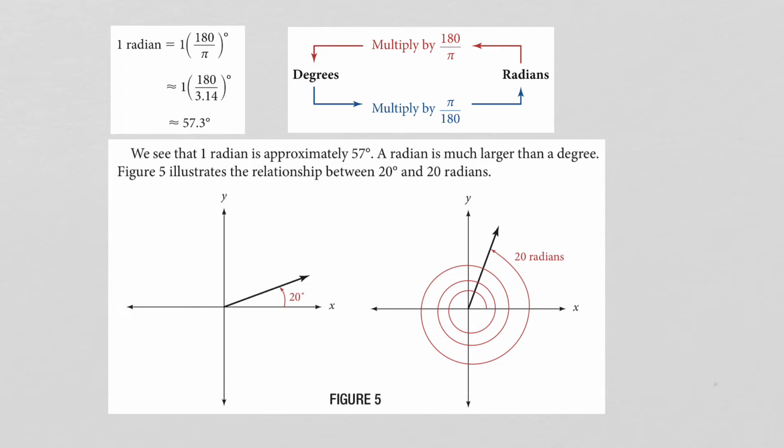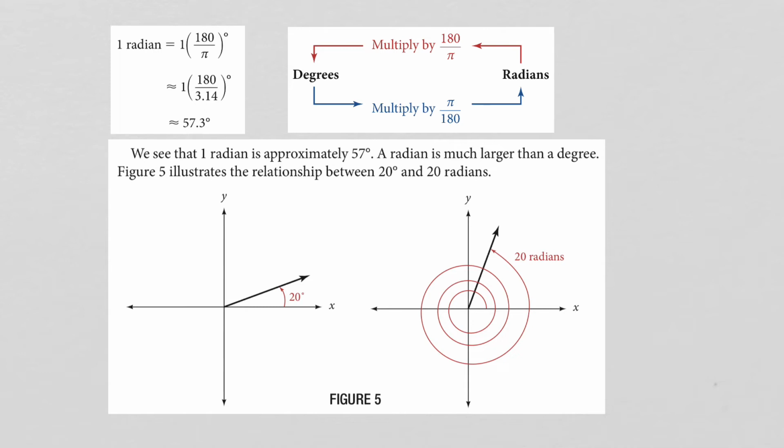And then just as a little side note over here, one radian is equal to 180 over pi degrees. And if you divide this on a calculator, you get approximately 57.3 degrees. Now, I only say this as a point of reference. You should not be memorizing that one radian is 57.3 degrees. First of all, it's not exact. And secondly, it's not that important to remember this, but it's just kind of nice to know that that's about how big one radian is. So what you can see here is that one radian is a lot bigger than one degree.